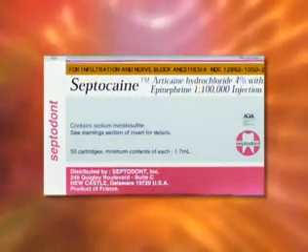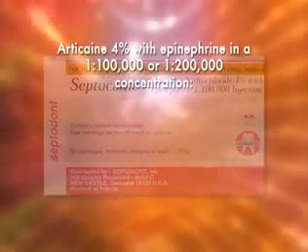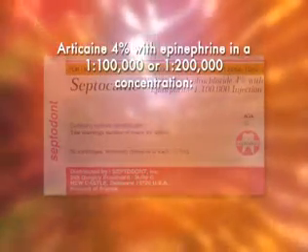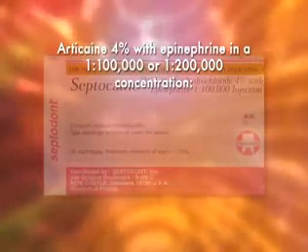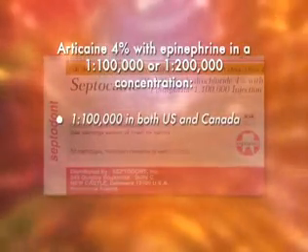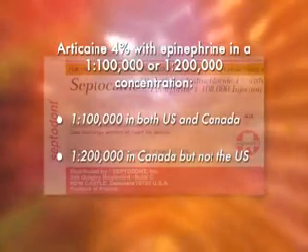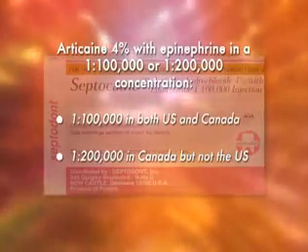Intermediate-acting local anesthetics provide pulpal anesthesia lasting for approximately 60 minutes, and usually soft tissue anesthesia lasting from 3 to 5 hours. In this category, we have articaine. Articaine is a 4% local anesthetic containing epinephrine in either a 1 to 100,000 or 1 in 200,000 concentration. The 1 to 100,000 concentration is available both in Canada and the United States. At this time, articaine in a 1 in 200,000 concentration is not available in the United States.